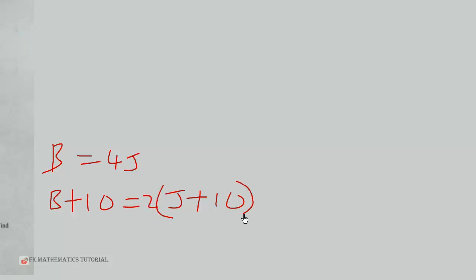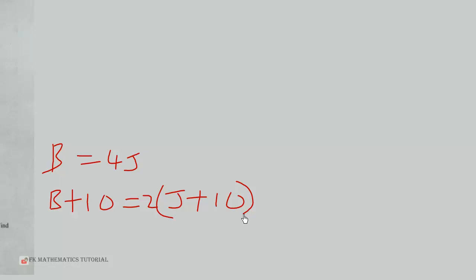We have question number 10 now. Bedu is 4 times as old as Juliet. In 10 years, Bedu will be twice as old as Juliet. Find Juliet's age. So Bedu is 4 times as old as Juliet. B is equal to 4J. In 10 years time, we have B plus 10. Then we're also going to get J plus 10. And then Bedu must be twice as old as Juliet. So 2 times as old as Juliet.